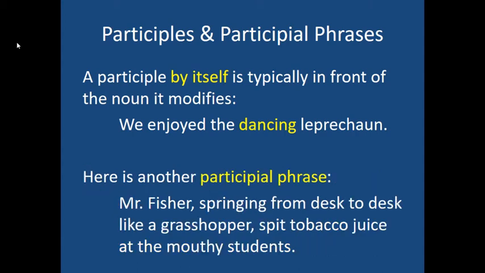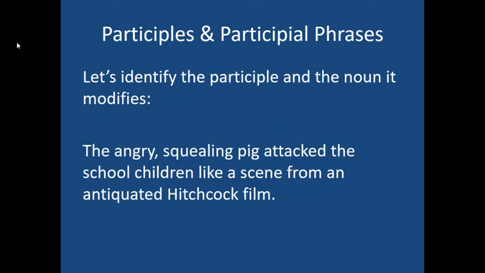Here's another one. Mr. Fisher, springing from desk to desk like a grasshopper, spit tobacco juice at the mouthy students. I start with the participle, springing, and then I've added some extra words to it, from desk to desk like a grasshopper. And that entire grouping of words is my participial phrase, all describing Mr. Fisher. You'll notice then when it's a participial phrase, oftentimes it's after the noun. So let's identify the participle and the noun that it modifies in these two example sentences.